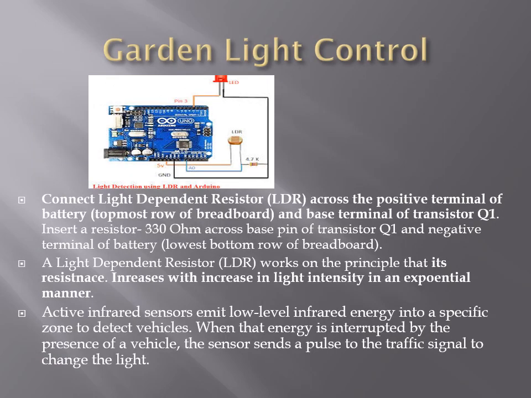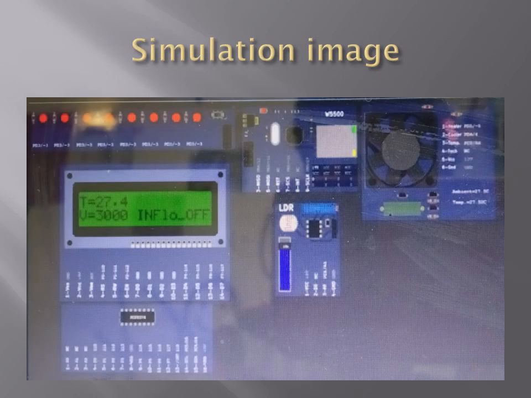Here the light control is the ability to regulate the level and quality of light in a given space for specific tasks and situations. Controlling light properly not only enhances the experience, it helps to save energy by using light when and where it is needed most. And simulation images like this.